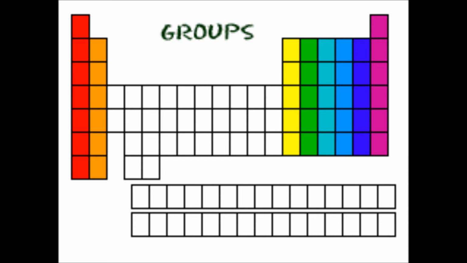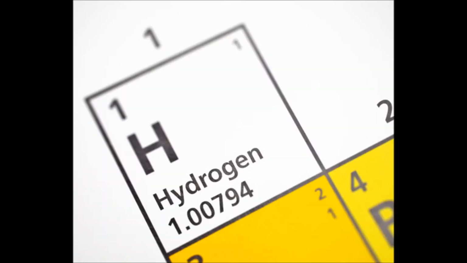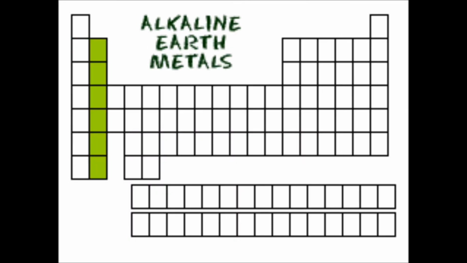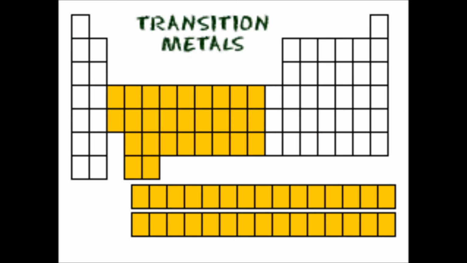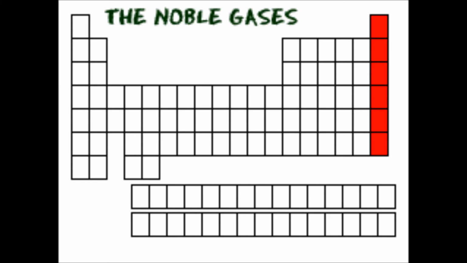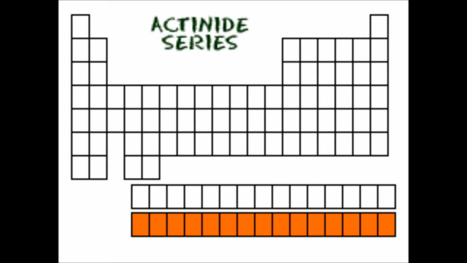Groups of the periodic table. Hydrogen. It's a family by itself. Group 1. Alkali metals. Group 2. Alkaline earth metals. Group 3. Transition metals. Other metals. Metalloids. Non-metals. Group 7. Halogens. Group 8. Noble gases. Lanthanides and actinides.